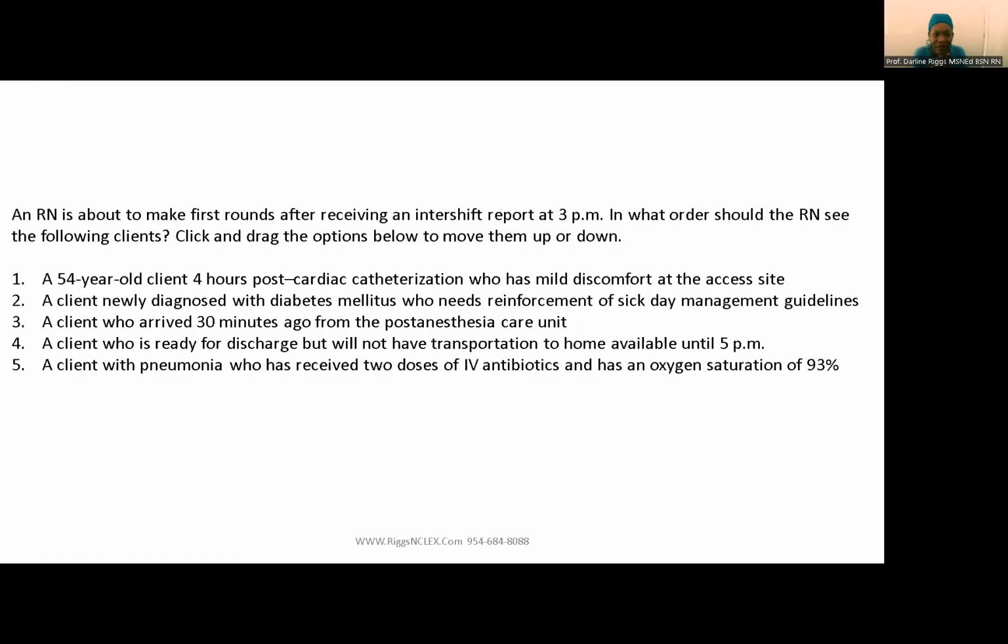An RN is about to make first rounds after receiving an intershift report at 3 p.m. In what order should the RN see the following clients? Click and drag the option below to move them up and down. So this would change slightly for a PN, but you still need to know how to prioritize. So great question. So, in nursing, we don't just do things, we do it in a nice orderly fashion. So we need to know that you can put your clients in the right order of how you see them.